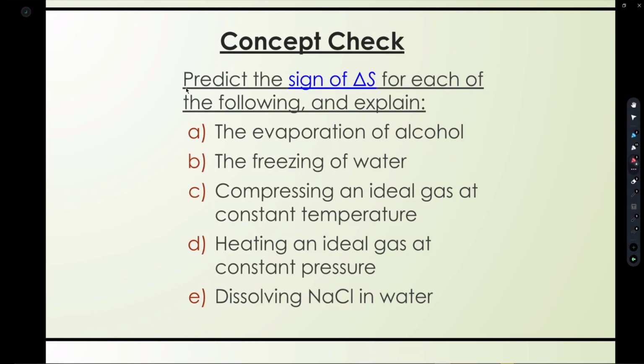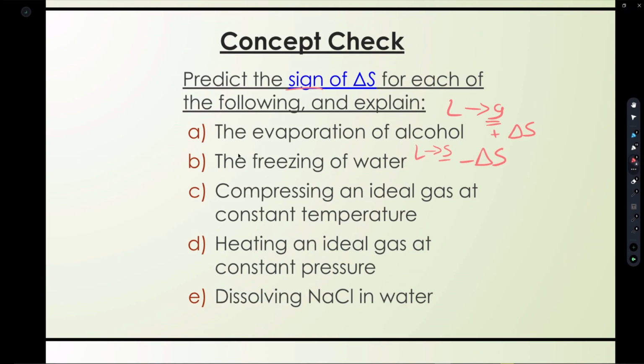In this question, they ask us to predict the sign of delta S for each of the following and explain why. In A, they ask us for the evaporation of alcohol, suggesting that it's going from a liquid to a gas. We all know that gases have more entropy than liquids, so the delta S here would be positive. Freezing of water, which goes from liquid to solid, decreases the entropy because entropy of solids is less than the entropy of liquids.